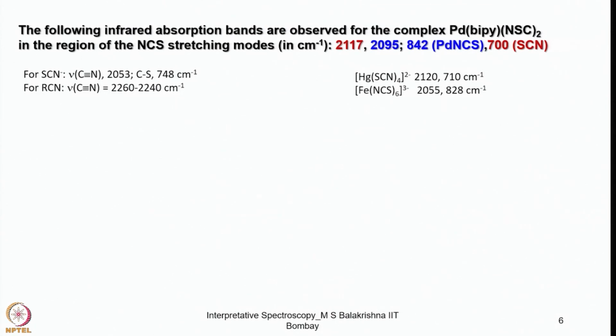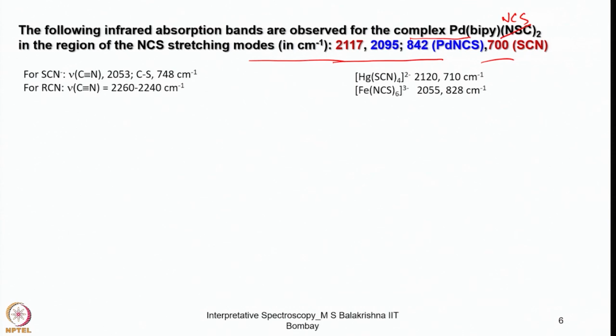The following infrared absorption bands are observed for the complex containing a bipyridine ligand and also thiocyanide ligand. It is NCS, not NSC. In the region of NCS stretching modes, we have a total of 4 stretching frequencies: 2117, 2095, 842 and 700. Now that means it's probably a mixture of 2 isomers, and we should be able to identify stretching frequencies corresponding to N coordination to palladium and also S coordination to palladium.